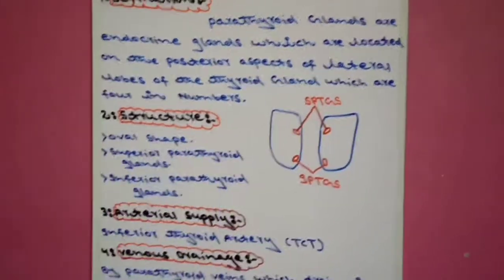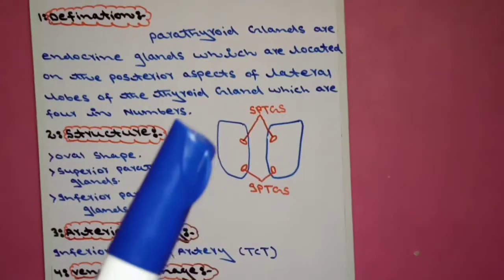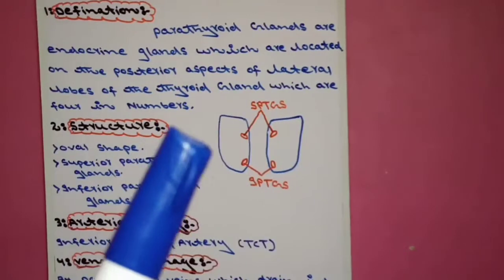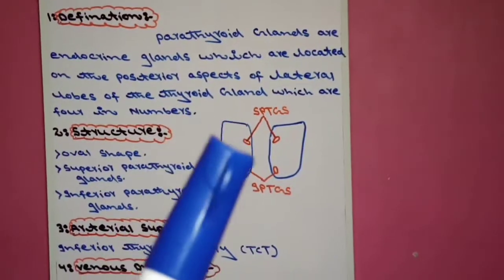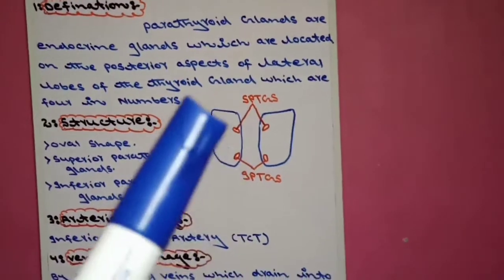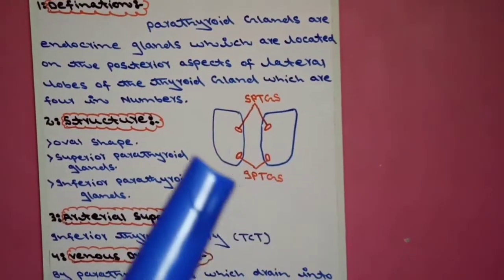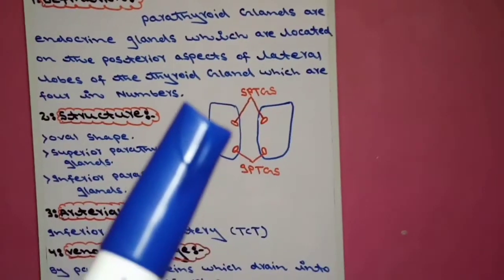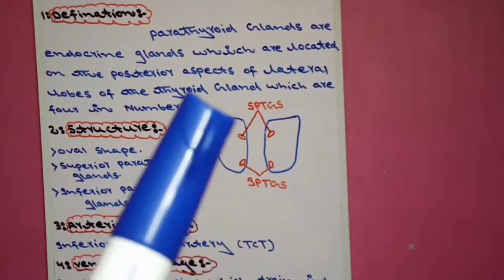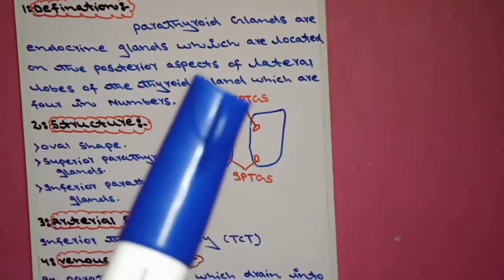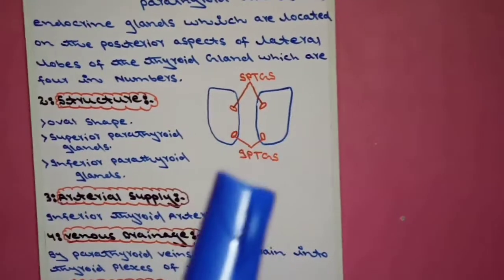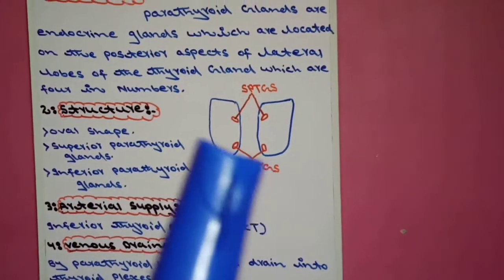Now come to the structure. In structure, this is the posterior aspect of the lateral lobe of the thyroid gland. On the posterior aspect of the lateral lobe of the thyroid gland, the oval shaped, egg shaped, 4 glands are present, which are called parathyroid glands. The 2 oval shaped glands present superiorly are called superior parathyroid glands, and the 2 oval shaped glands present inferiorly are called inferior parathyroid glands.